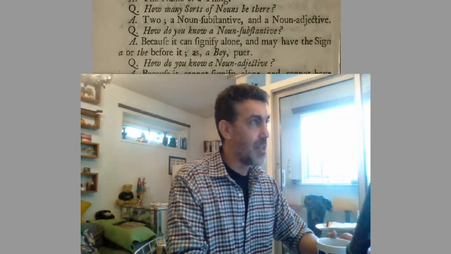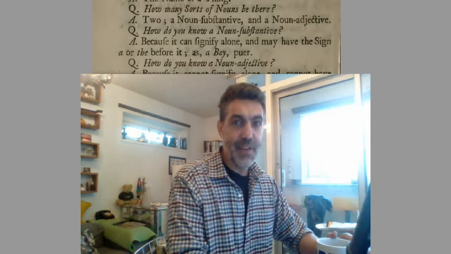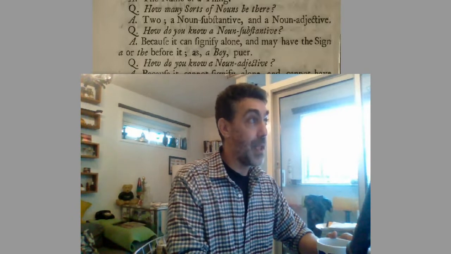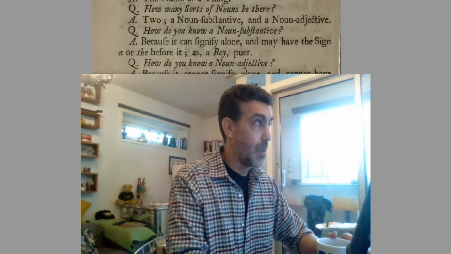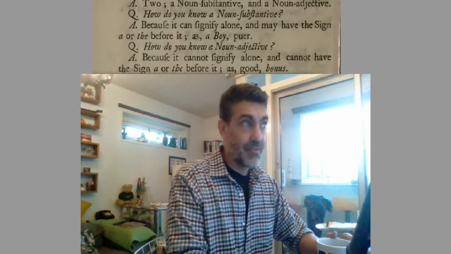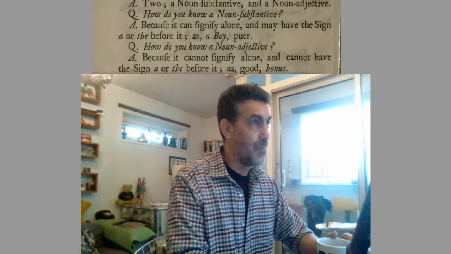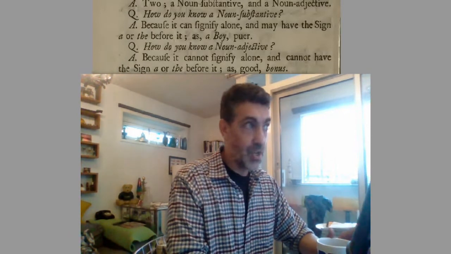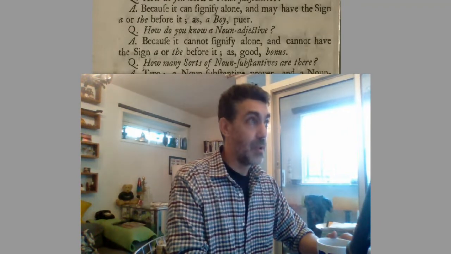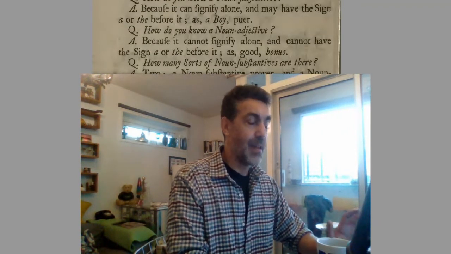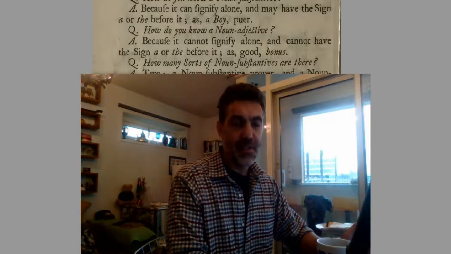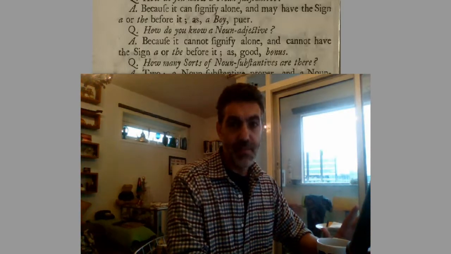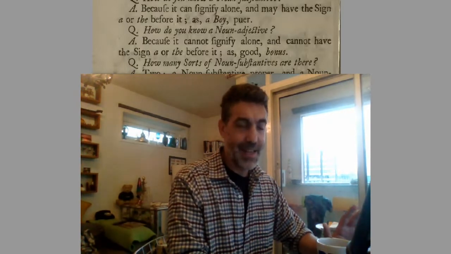How do you know a noun substantive? Because it can signify alone and may have the sign a or the before it, as in a boy, puer. How do you know a noun adjective? Because it cannot signify alone, usually, and cannot have the sign a or the before it, usually, as good, bonus. But do note that sometimes in Latin, noun adjectives can slide across into the other category of noun substantive. But we will find out about that later on.